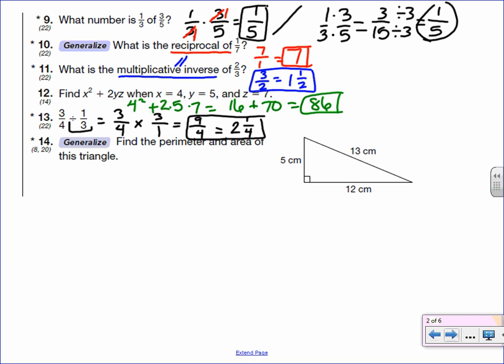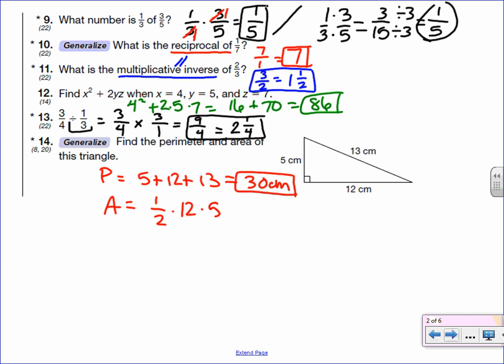And the perimeter and area of this triangle. Perimeter comes from adding up all the sides. 12 plus 13 is 25, plus 5 is 30. And then the area of a right triangle is 1/2 the base, which is 12, times the height, which is 5. Half of 12 is 6. 6 times 5 is 30. And then for area, it's the units squared. For perimeter, it's just the units.